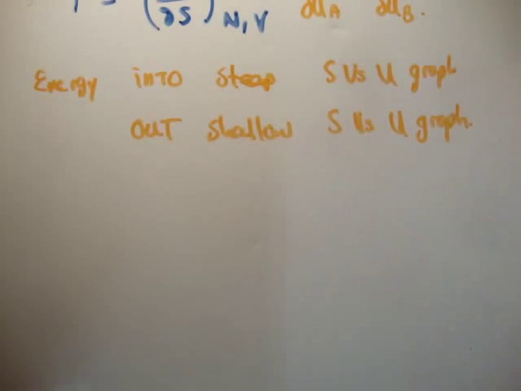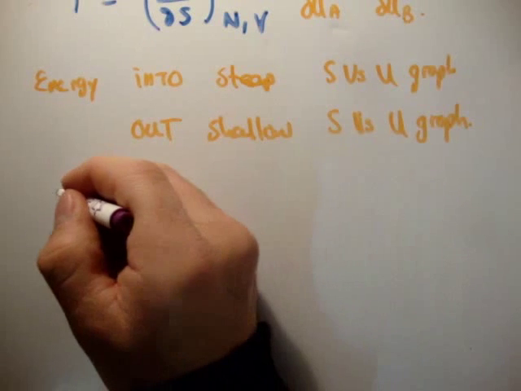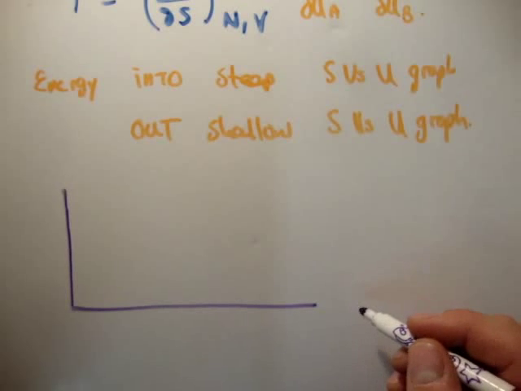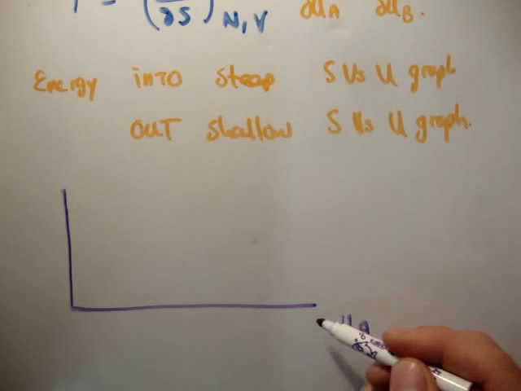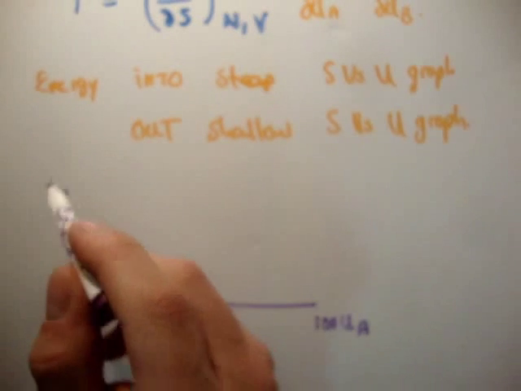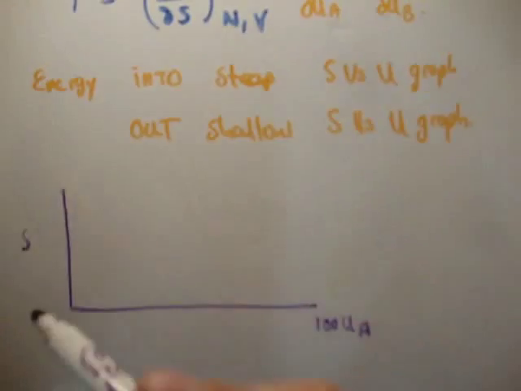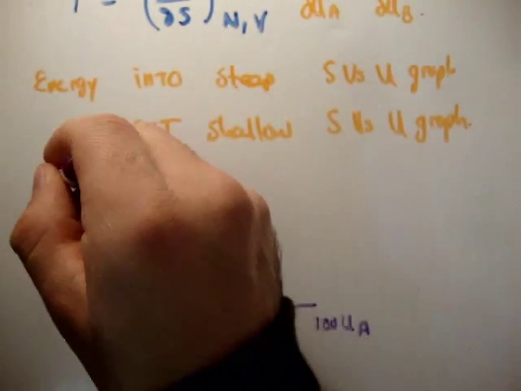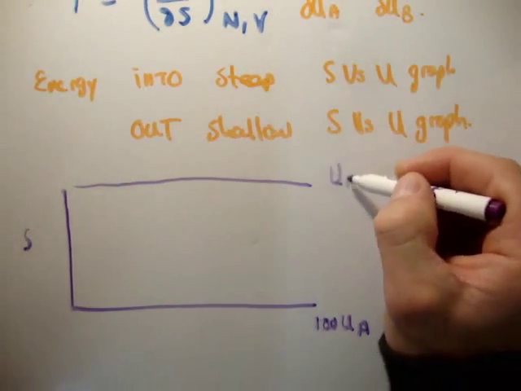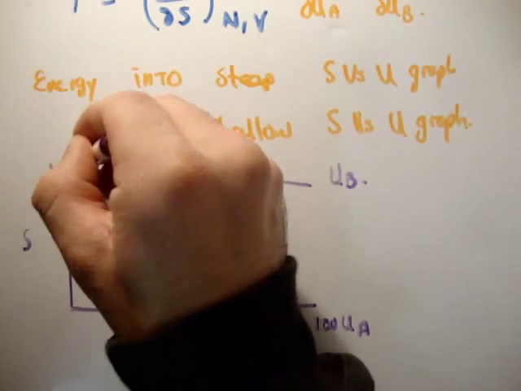I'm sure some of you will have seen entropy versus energy graphs in the past, but generally they look like this. I've been drawing them plenty of times. Here's U_A, and let's say this is 100, nice round numbers. Let's say the total entropy goes to whatever value, it doesn't matter, let's say this is S. Now on the same graph we're going to draw U_B, and 100 for U_B would be over here.